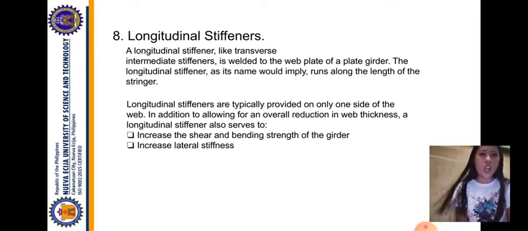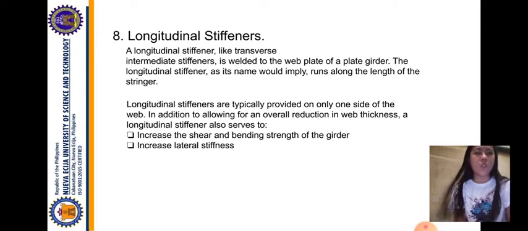In addition to allowing for an overall reduction in web thickness, a longitudinal stiffener also serves to: 1. increase the shear and bending strength of the girder, and 2. increase lateral stiffness.